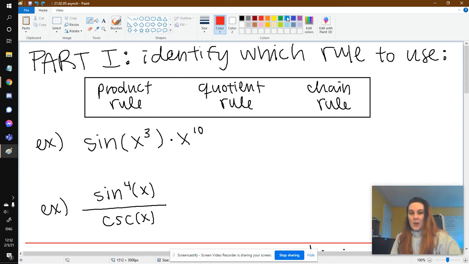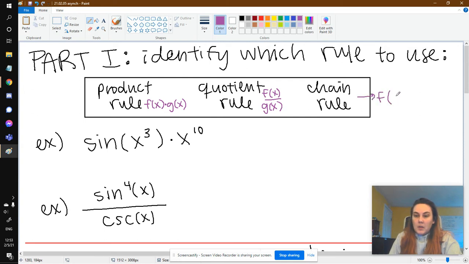Anyways, part one, identify which rule to use. There's three answers. Some will have more than one answer, but it's the product rule, and that's when we have something multiplied by something else. The quotient rule, and that's when we have something divided by something else. And the chain rule, and that's when we have something composed with something else, when we put a function inside of another function, composition.